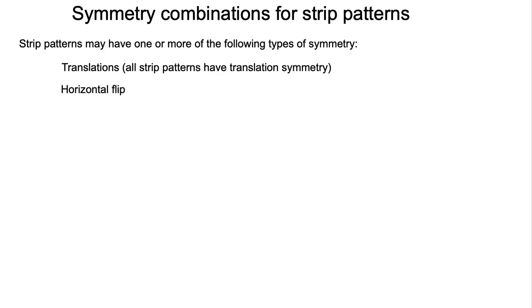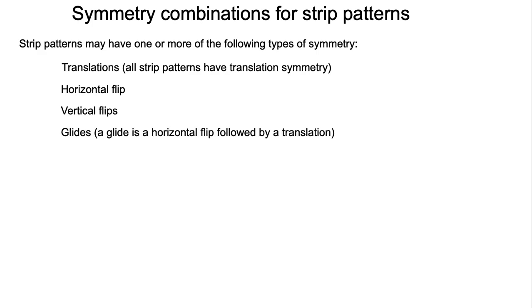They can have horizontal flip symmetry. Some patterns have vertical flips. Some patterns have glide reflections, which I will simply call glides in this video. Some patterns will have half-turn rotations, but every single strip pattern, all of the symmetries that it has, will fall into one of these 5 types.